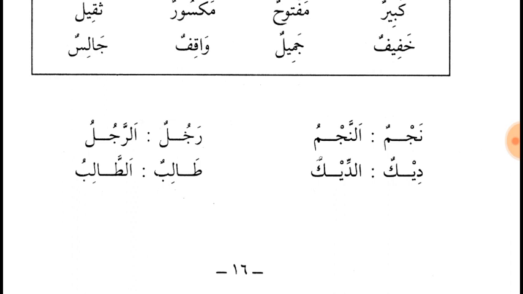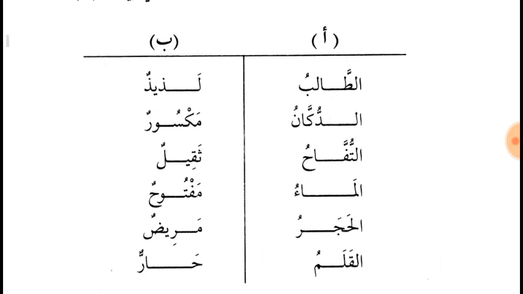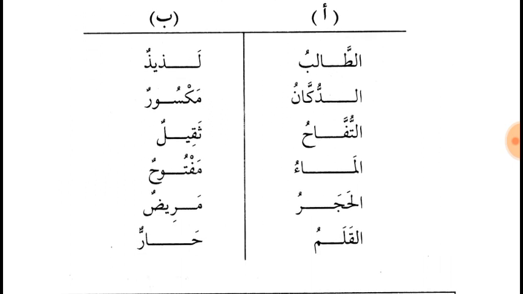On the next page, ikhtar kalimatan min al qaimati ba, choose a word from the column ba, tunasib, that is related to al-kalimat allati fil qaimati alif, the words in the column alif. We just join the words of both columns. First word is at-talibu. Which word should you join it with?